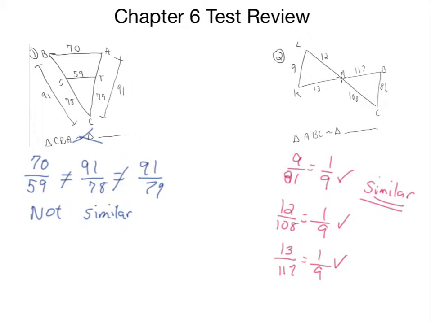And so I have ABC. So I make that triangle similar to AKL. So triangle AKL.